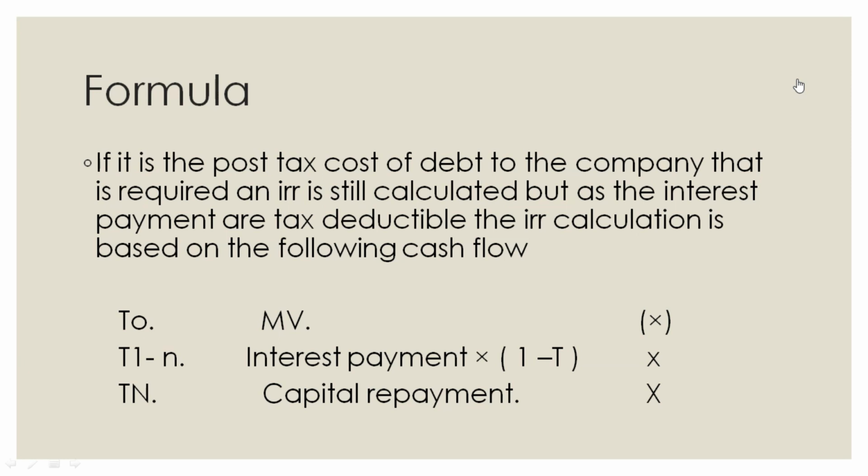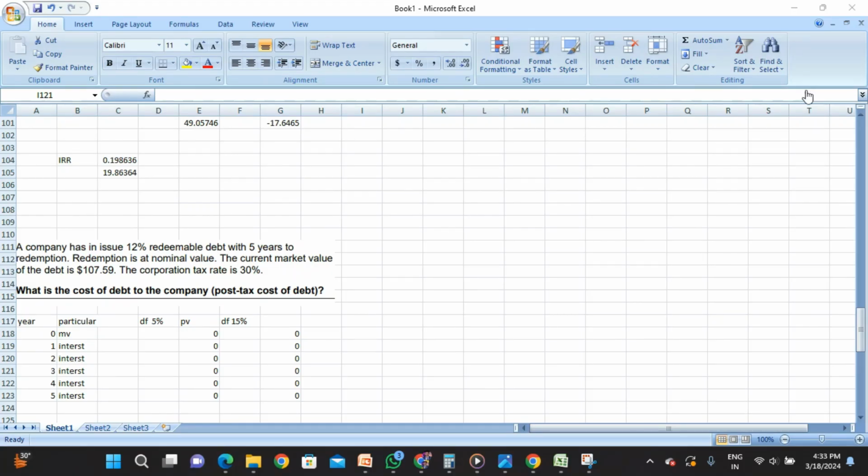Now we are going to do a question on this. The question was: a company has issued 12% redeemable debt with 5 years to redemption. The redemption is at nominal value. Nominal value will be 100, always remember. The current market value of the debt will be 107.59 cents. The corporate tax will be 30%. Now, as earlier, we assume that the discount factors will be 5% and 15%.